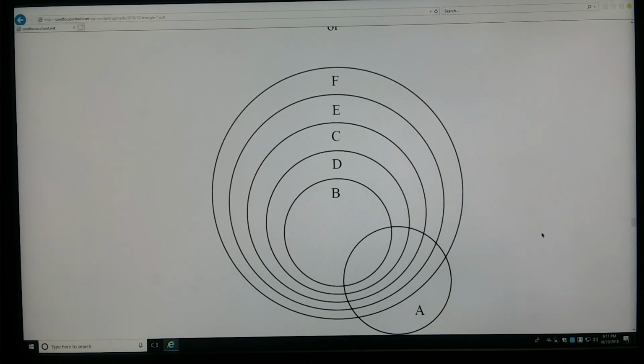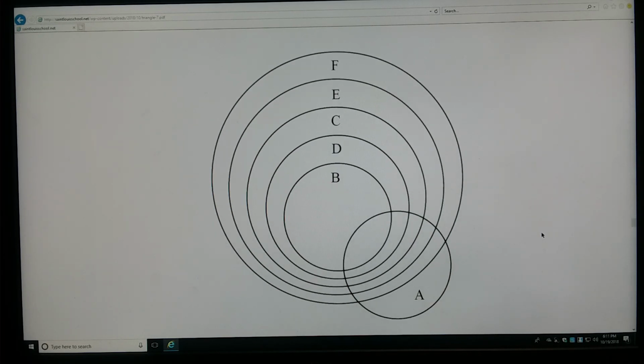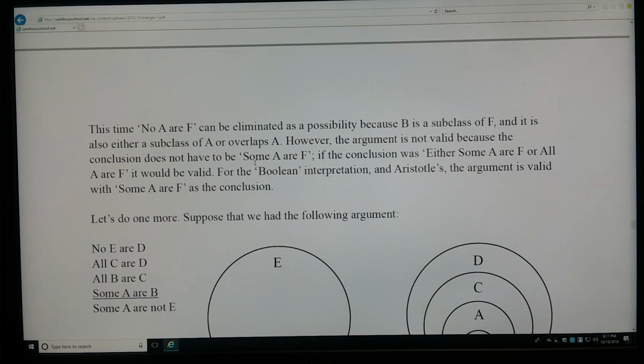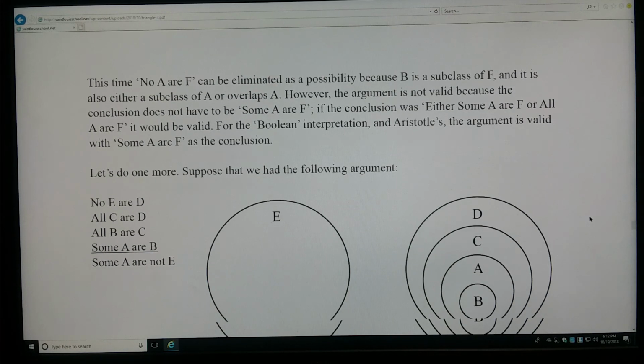And here we see another example where we have some A are F. Okay, so no A are F can be eliminated as a possibility because B is a subclass of F, and so it's also either a subclass of A or overlaps A. But the argument isn't valid because the conclusion does not have to be some A are F. Now, this is important because this is different than the Boolean interpretation or Aristotle's. For both of those views, the argument is valid with some A are F as the conclusion.